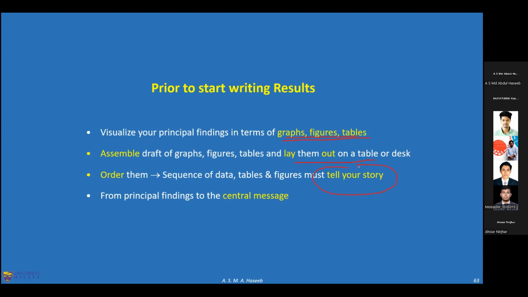And in order to tell the story, in fact, paper writing is basically storytelling, as in many other types of communication. So in order to tell a story, you have to order the results in a proper manner, in a logical sequence, so that the audience can follow them one by one. And out of this exercise of laying them out and then trying to get a story out of it, you will get the central message of the paper, which will lead to the main conclusions that you get.